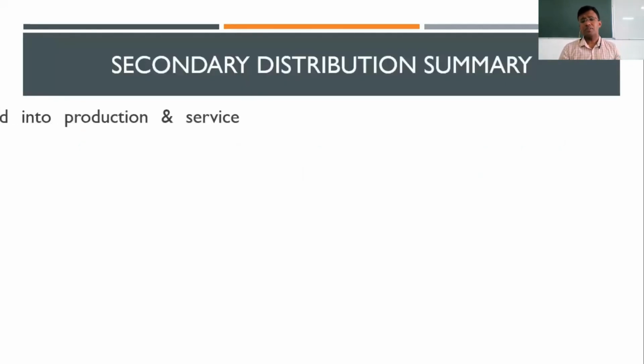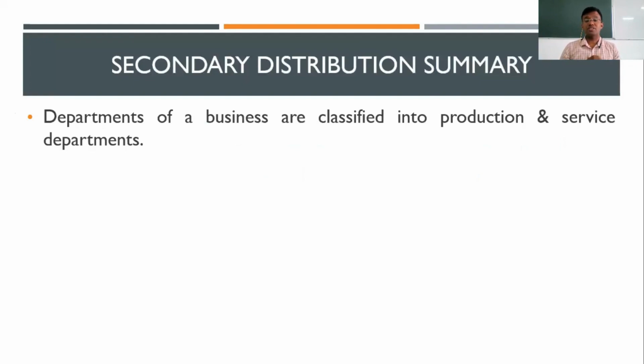So now that we are talking about secondary distribution summary, one important aspect that you have to remember is that departments of a business are broadly classified into two. You have production department, then you have service department. So I'll repeat that once again. The departments of any business are broadly classified into two. You have production department, and then you have the service department.